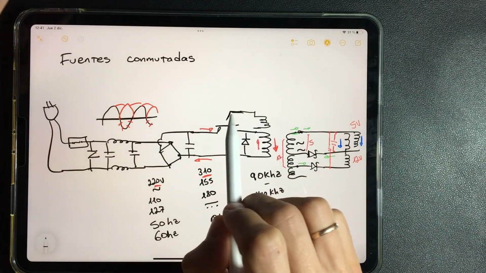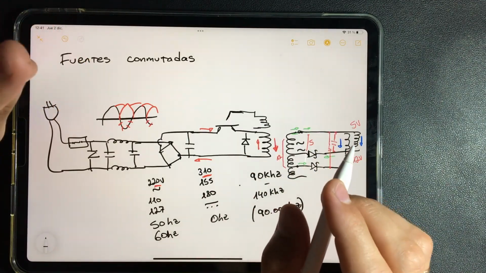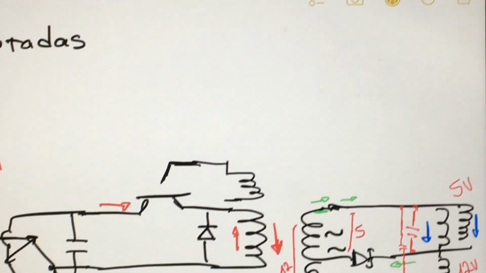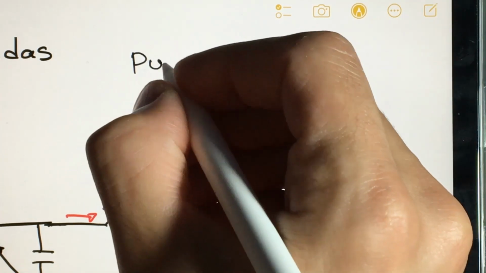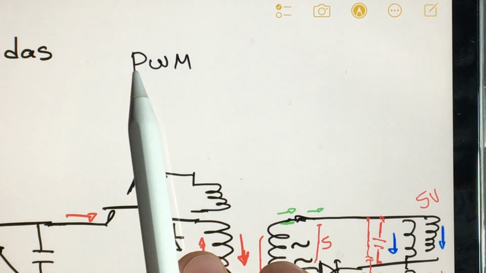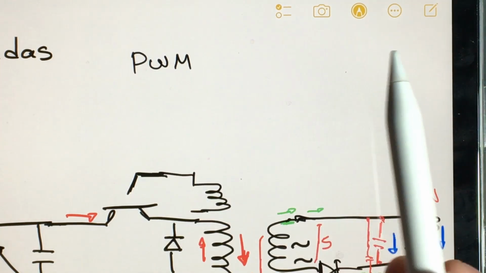But what regulates this? Because there is something that is regulated here, it is not only opening and closing. What is regulated here is what we know as PWM. Pulse width modulation. What does this mean?